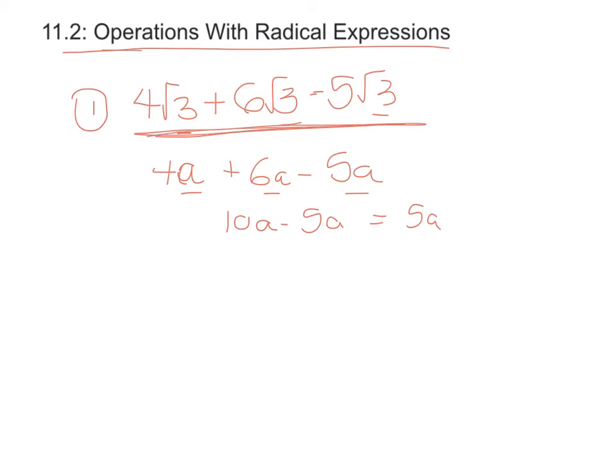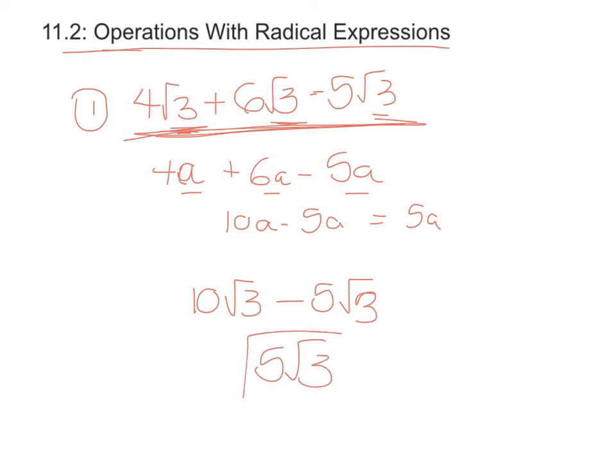And because in this problem I have all the same radical 3, I can combine 4 radical 3 plus 6 radical 3 and get 10 radical 3, and then subtract 5 radical 3 and get 5 radical 3 as my answer. So that was because they're all the same radical. We can add them and subtract them, just like with a variable.